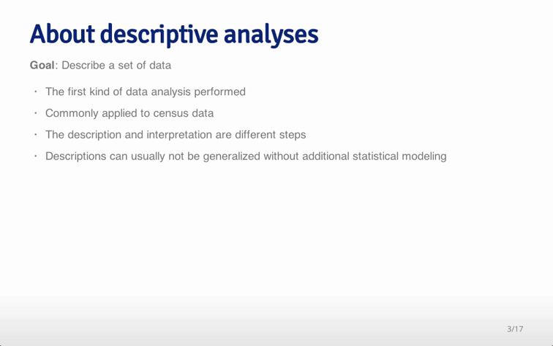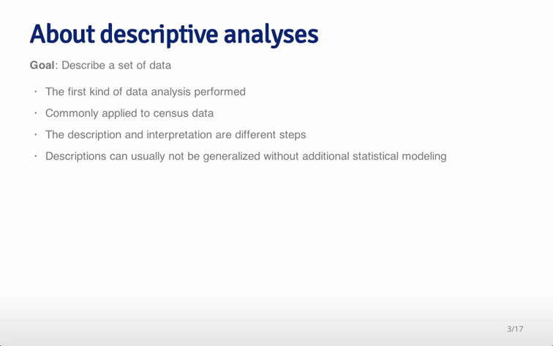So the first is a descriptive analysis. The goal here is just to describe a set of data. You're not trying to make any sort of decisions based on it or anything like that. It's the first kind of data analysis that was ever performed, and it's most commonly applied when you're talking about census data.